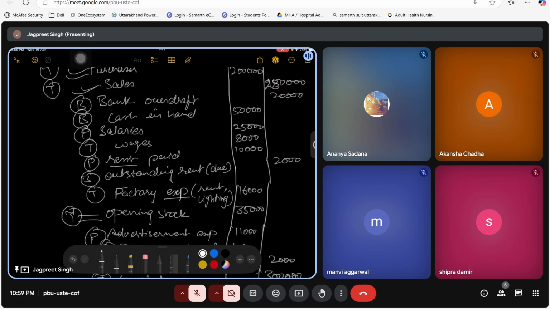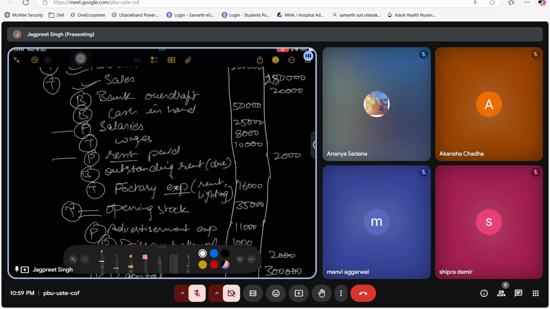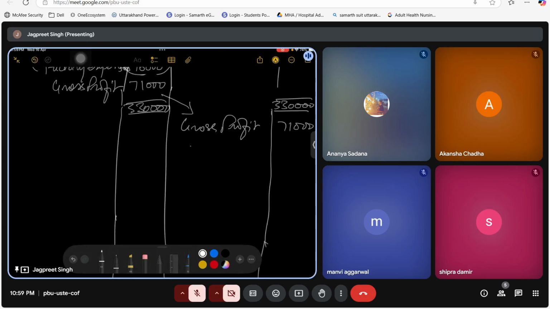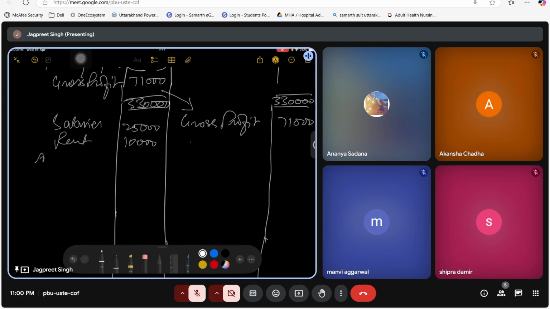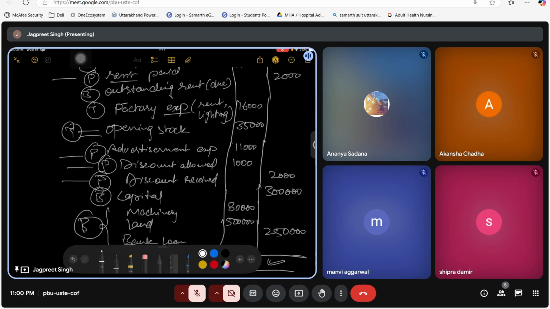फिर मैं अपने ट्रायल बैलेंस पे देखूंगा कौन कौन सी प्रॉफिट एंड लॉस अकाउंट की मेरी टर्म्स हैं। उसमें सैलरी है, रेंट है, तो सैलरी लिख लेते हैं, रेंट भी लिख लेते हैं। अब क्योंकि वो एक्सपेंस है तो सैलरीज 25,000, रेंट 10,000। उसके अलावा और क्या क्या है हमारे पास, एडवर्टाइजमेंट है, डिस्काउंट अलाउड, डिस्काउंट रिसीव्ड। ये अमाउंट चेक कर लेते हैं कितने आ रहे हैं। Advertisement is 11,000, discount allowed is 1,000 and 2,000.